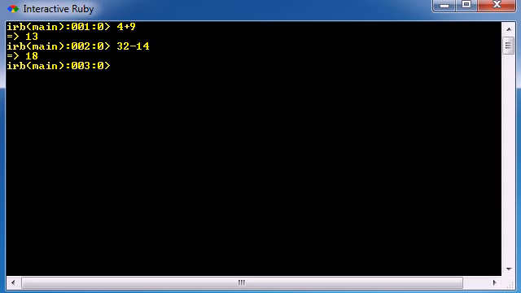Now anytime you want to multiply two numbers in Ruby, you have to use the asterisk on your keyboard. The asterisk is a little symbol above the 8 on your keyboard. So 4 times 6 would be 4 asterisk 6, which is 24.